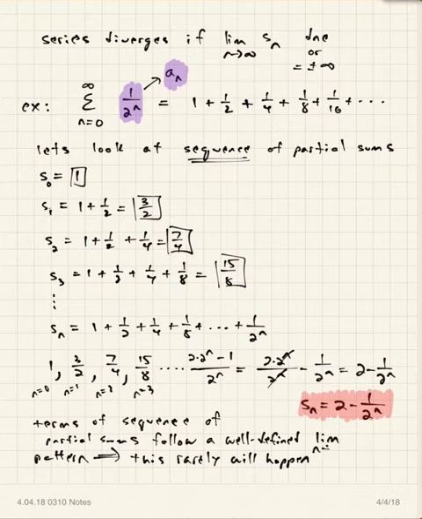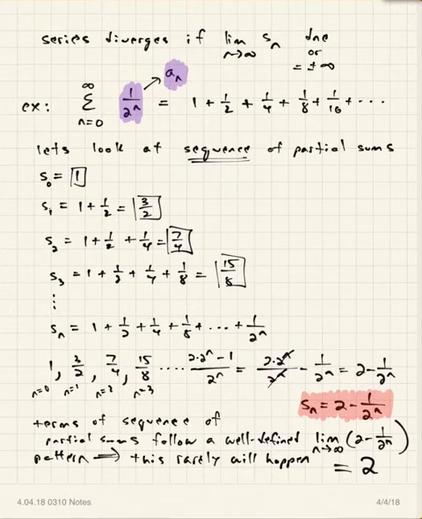The limit as n goes to infinity of 2 minus 1 over 2 to the n. We just looked at a limit like this a few minutes ago. The 1 over 2 to the n goes to 0 as n goes to infinity, and so this limit is 2. So the limit of the nth term of the sequence of partial sums is equal to 2.